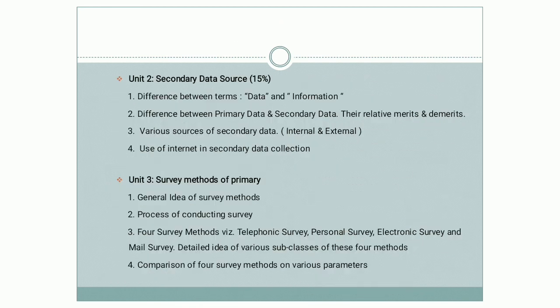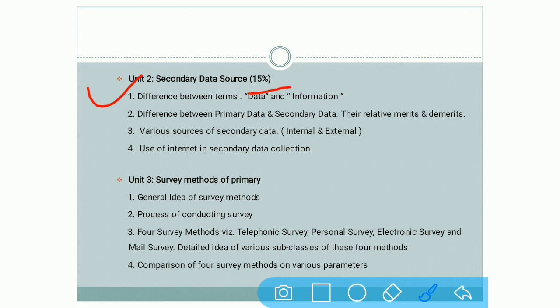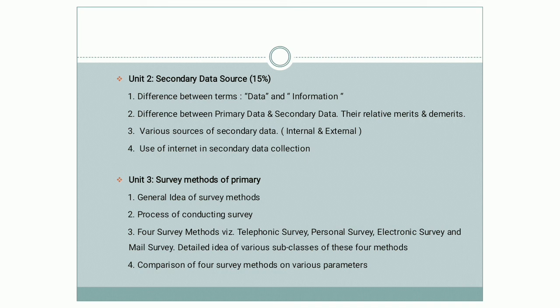Then unit number 2 is named secondary data source, which covers 15% weightage. Basically there are two types of data, primary and secondary. What is the meaning of primary data and secondary data, we will learn before starting the portion. Under this topic, number 1 is the difference between the terms data and information. Continuously we are using the words data and information, but exactly we don't know what is data and what is information. There is a vast difference between these two.